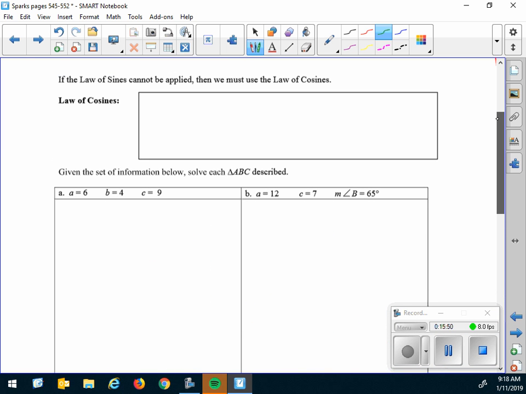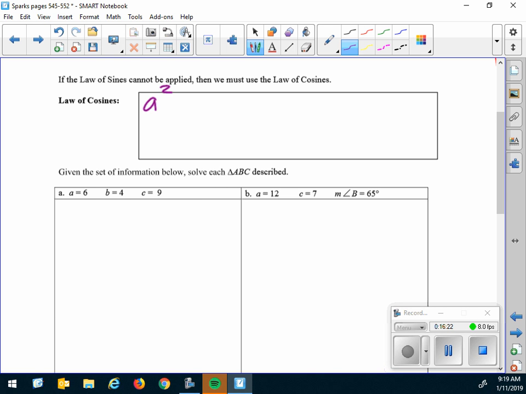Now, if the law of sines cannot be applied, we must use the law of cosines. You're going to write 3 lines, horizontally, 3 rows. I could show you where this comes from, if you want me to next week, I will. But right now, I'm just going to show you what it is and how to use it.